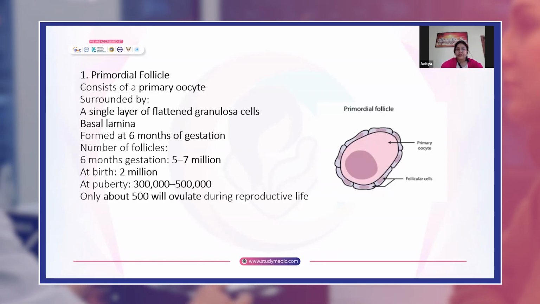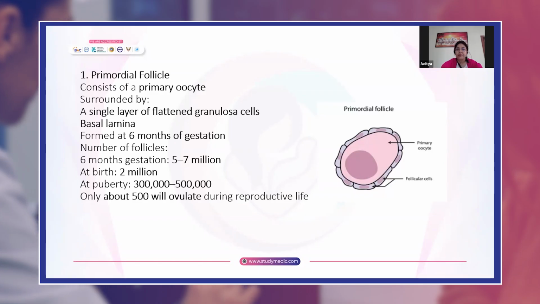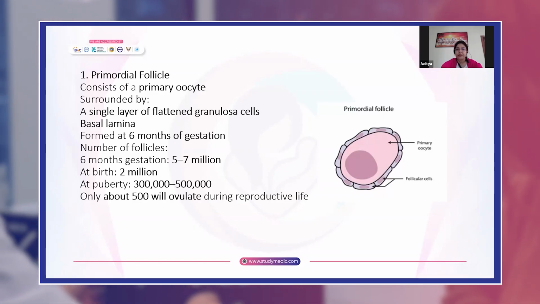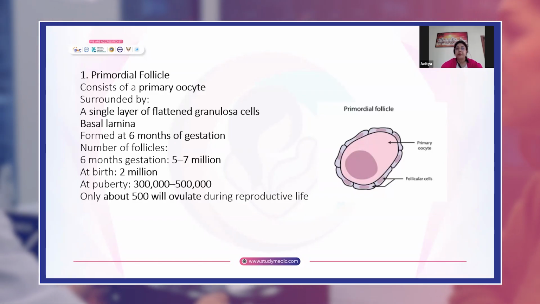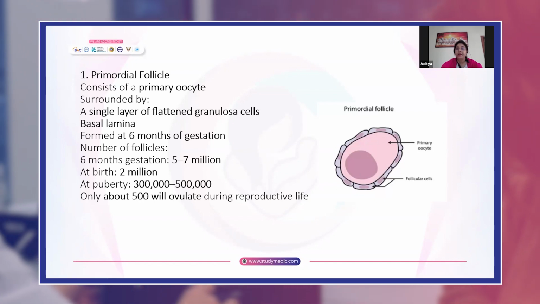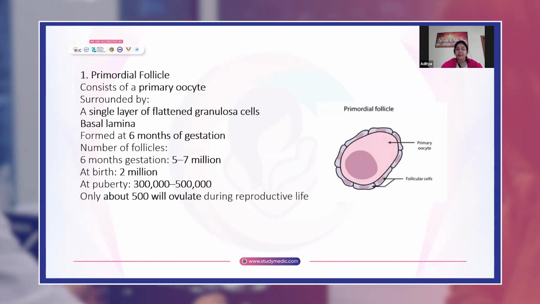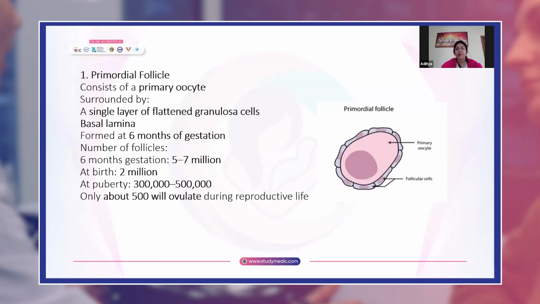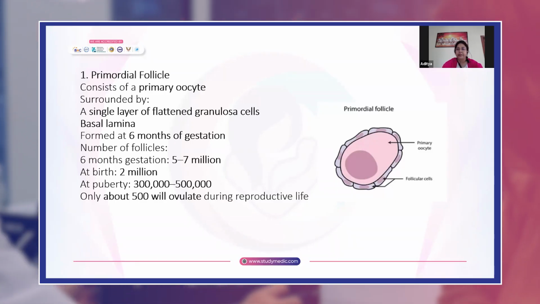At 6 months of gestation, the number of primordial follicles is 5 to 7 million, which falls at birth to 2 million, and at puberty, they are 300 to 500,000. Out of this, only about 500 will ovulate during the reproductive life.